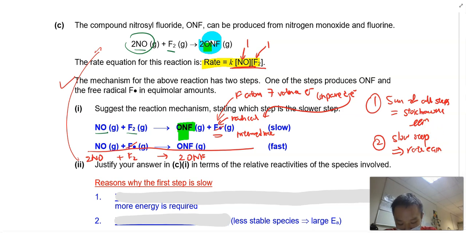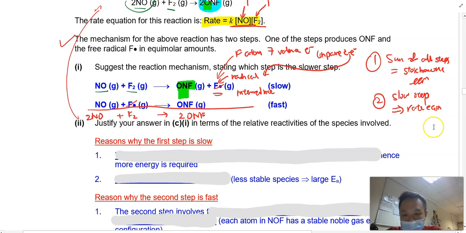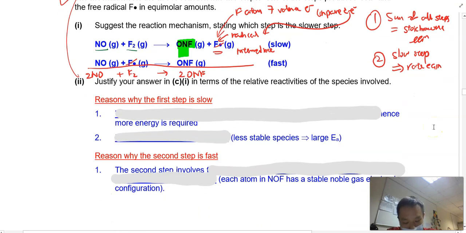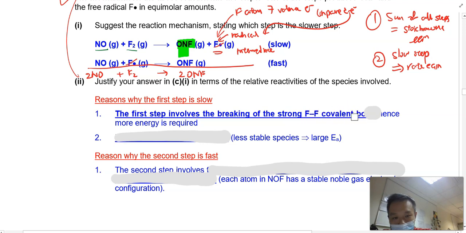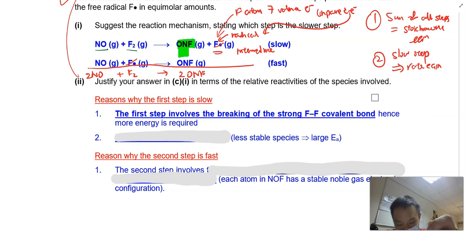Okay, if not, we move on to part 2, justify your answer in terms of relative reactivity of the species involved. So reason why step 1 is slow. Step 1 is slow, meaning that step 1 must have a high Ea. So why is it a high Ea? Because the first step involves the breaking of the F-F covalent bond. So you need more energy. So you expect this reaction to be endothermic, and therefore require a lot of energy, and therefore a higher Ea.